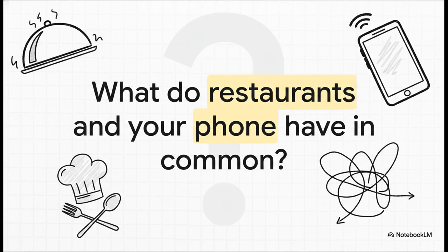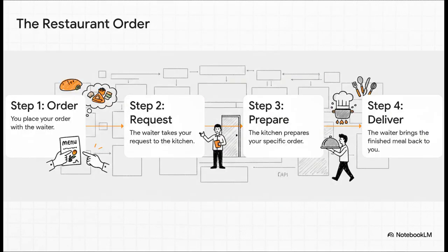What could a busy restaurant possibly have in common with that phone you're holding? I know, it sounds a little strange, but the answer is the absolute key to understanding how the modern internet actually works. Just stick with me here, it's all going to make perfect sense. Okay, so picture this. You're at a restaurant. It's a process we all know, right?